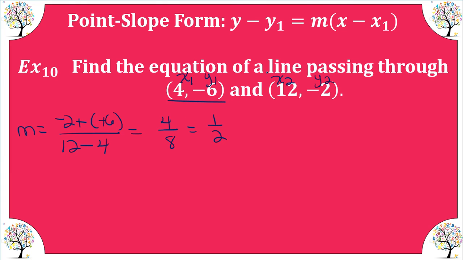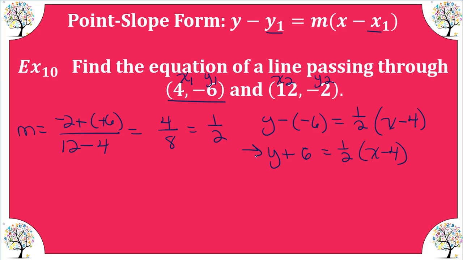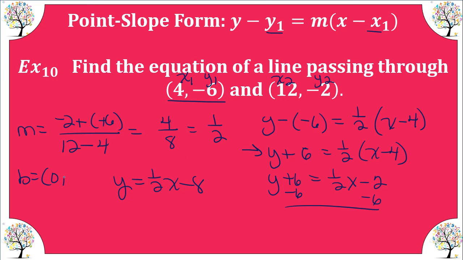I'm going to use this first ordered pair to be my y1 and x1 values. So we have y minus the y1 value of -6 is equal to my slope, 1/2, times x minus the x1 value. Clean it up a bit. And this is point-slope form. Now let's convert it to slope-intercept form. Distribute the 1/2. Subtract 6 from both sides. And I get y equals 1/2 x minus 8. So my slope is 1/2 and my b is 0, -8.